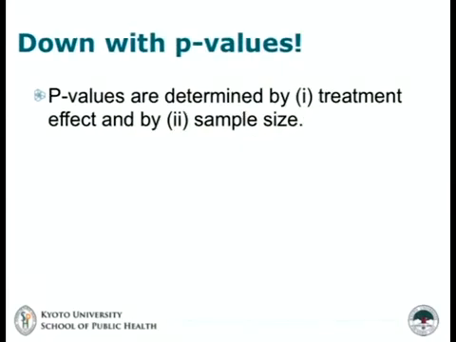Some people mistake p-values for size of effect. That is, some people erroneously think that, for example, p less than 0.0001 suggests strong effect. P-values are determined not only by treatment effect but also by sample size. So p-values can be very small even when the treatment effect is small if the sample size is huge.